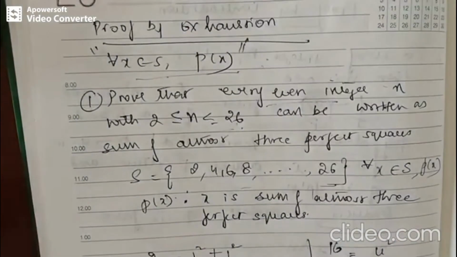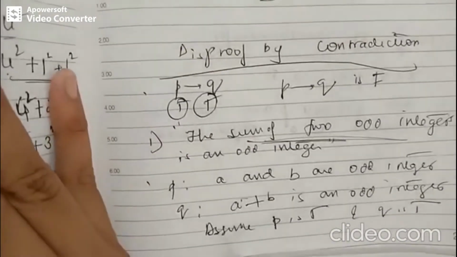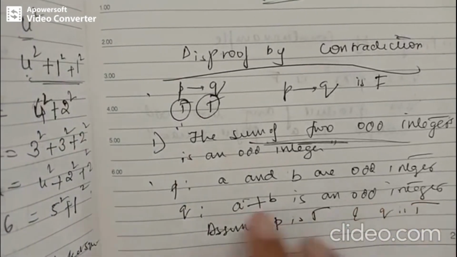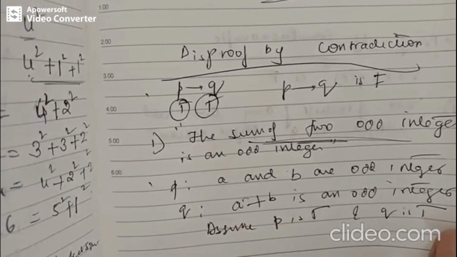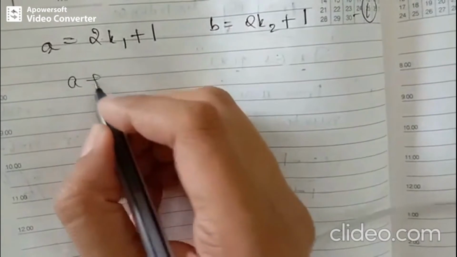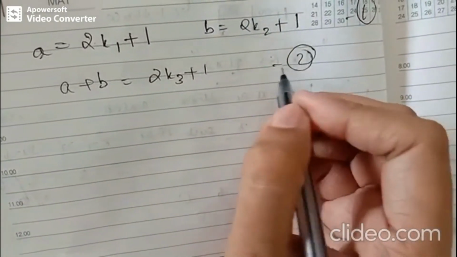Now, I should also assume Q is true. What is Q? A plus B is an odd integer. So I need to write this one also in terms of an odd integer. Let me write it over here. A plus B equals, let's say, 2k3 plus 1. Let me denote this by 2.